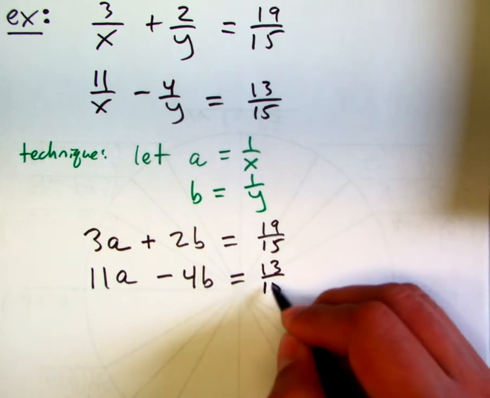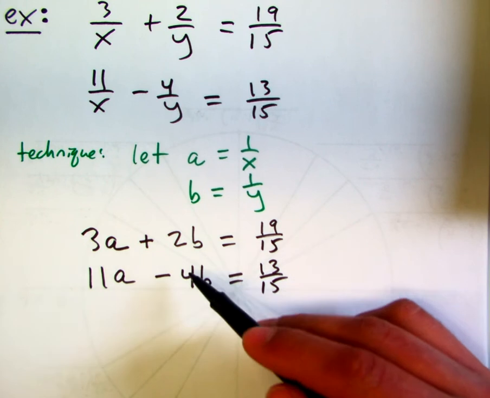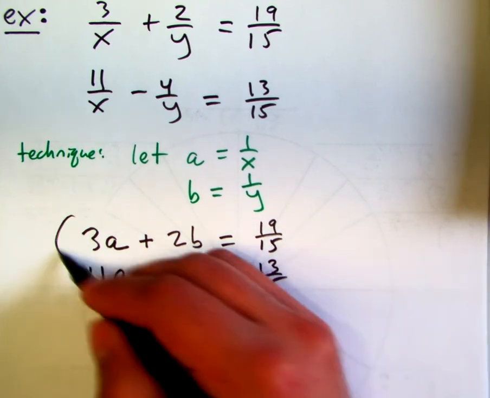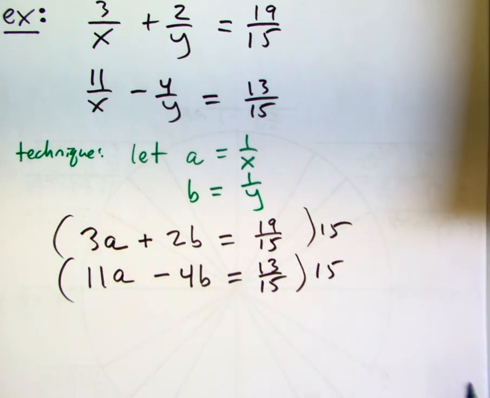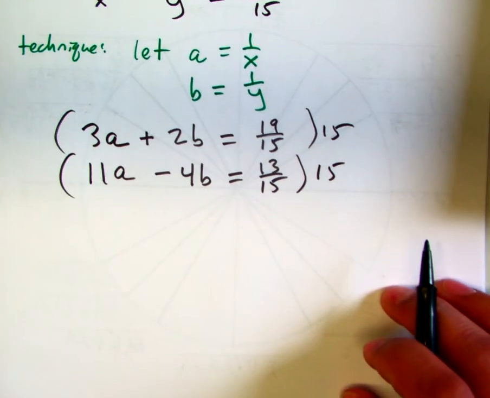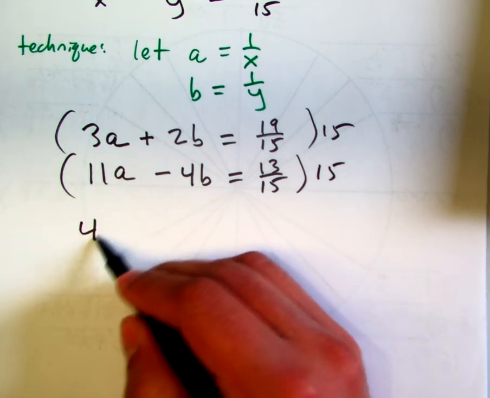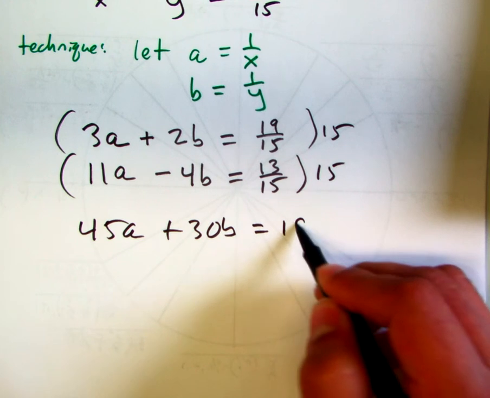Really from here on out, it's up to you. You can start eliminating if you want. If you don't like the fractions, you can multiply by 15 to make the equations even easier to deal with. So what do these become? 45a plus 30b equals 19.